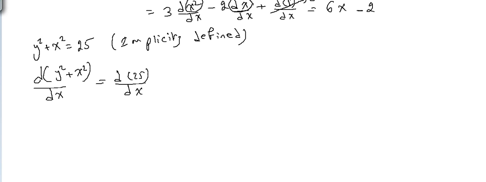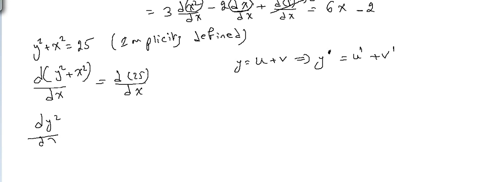Alright, let's say we have a function y equal u plus v. How to find its derivative? It's u prime plus v prime. So the derivative is for each term by itself. So here we can say it's d of y squared over dx plus d of x squared over dx equal 0, because this is a constant number, its derivative is equal to 0. So what is the derivative of y squared with respect to x?